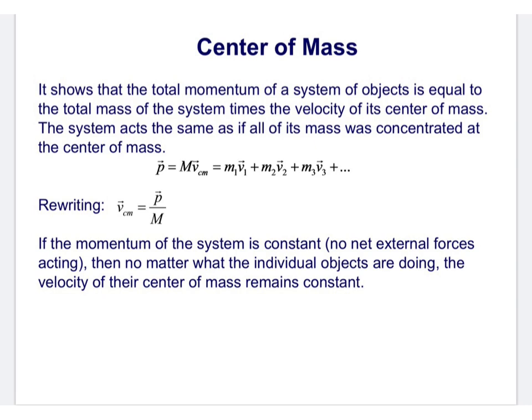Hold on to that thought. If the momentum of the system is constant, then no matter what the individual objects are doing, the velocity of their center of mass remains constant. Think about somebody with arms and legs flailing for whatever reason, but they're moving forward. No matter what the arms and legs are doing, what's the center of mass doing? You can calculate as if they were running normally.